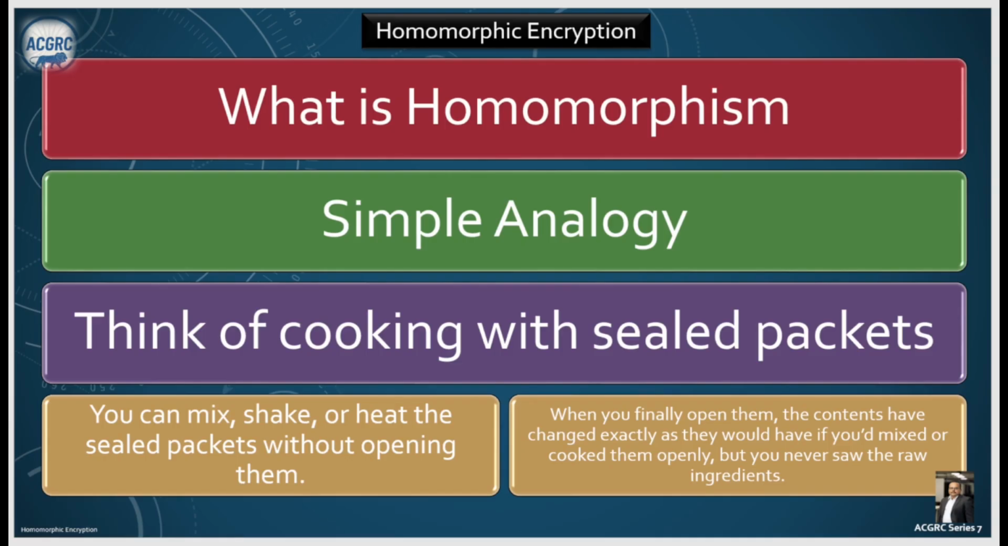So think of cooking with a sealed packet. You can mix, shake, or heat the sealed packet without opening it. And when you finally open it, the contents have changed exactly as they would have if you had mixed or cooked them openly. But you never saw the raw ingredient. So that's a simple analogy on what homomorphism is all about.